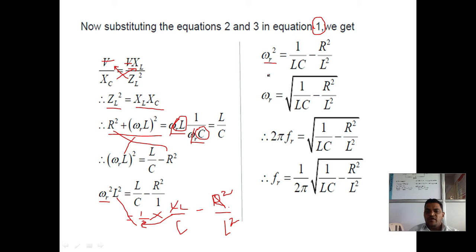So what we do, take the square root on both sides. Once we take the square root on both sides, omega R is equal to the square root of 1 upon LC minus R square upon L square. Then omega R is equal to 2 pi FR, that's why this term remains as it is. Therefore FR is equal to 1 upon 2 pi square root of 1 upon LC minus R square upon L square. So that is how the resonant frequency is calculated here.